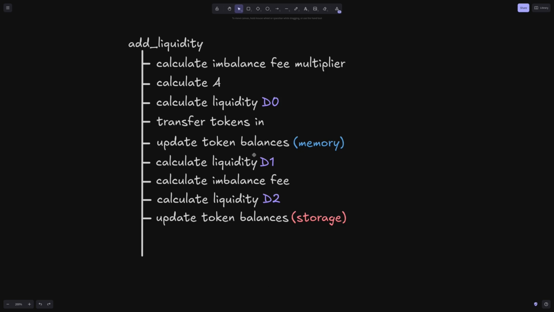So why is it updating the token balance in memory over here, but over here it's updating the state variables? The reason is to save gas. Whenever you read or write to the state variable, it is very expensive compared to updating some data inside memory. And then calculate the LP shares, the liquidity provider shares. And then finally mint LP. So that's the quick outline of the function add liquidity.